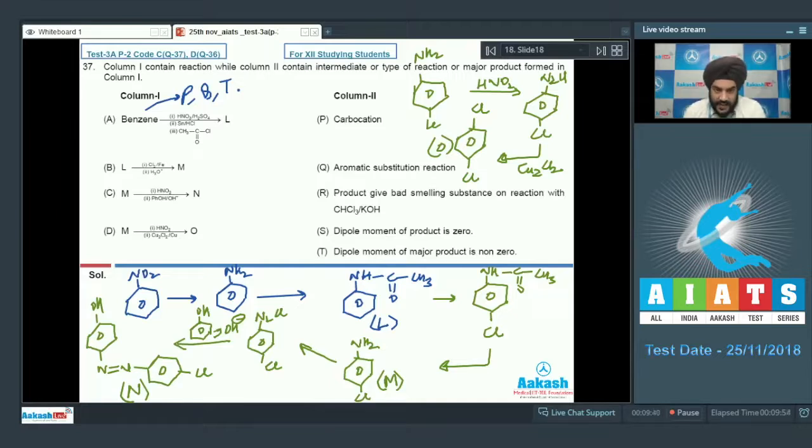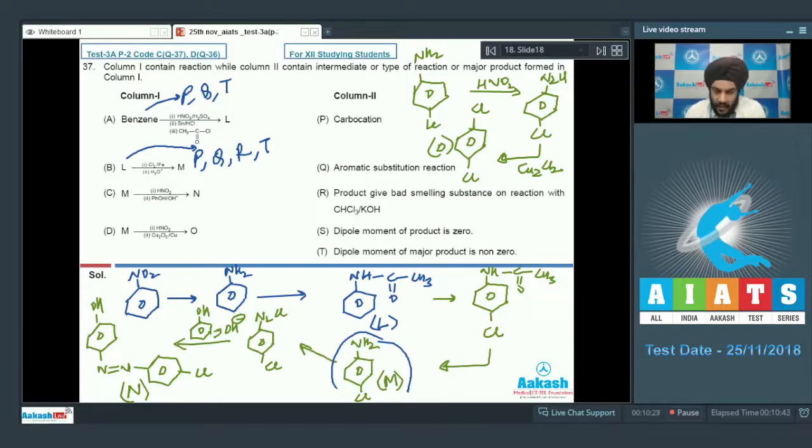Let us look at the next option in which L is converting into M. So we have the formation of parachloroaniline in this reaction. There is a generation of carbocation during the electrophilic substitution reaction in the first step. So P will be a match. It is an aromatic substitution reaction. Cl is replacing hydrogen. It will be matched with Q as well. Now we have a primary amine in the form of M. We have aniline. It will give us bad smelling substance with CHCl3 and KOH. So we'll have a match with R as well. And we'll have a match with T as the dipole moment of the product is non-zero. So B will be matched with P, Q, R and T.